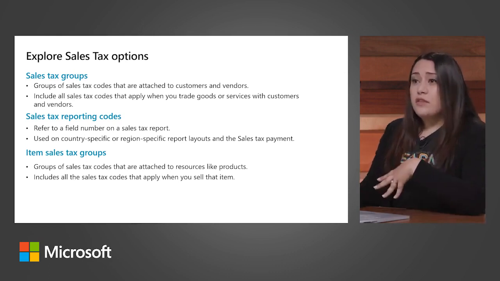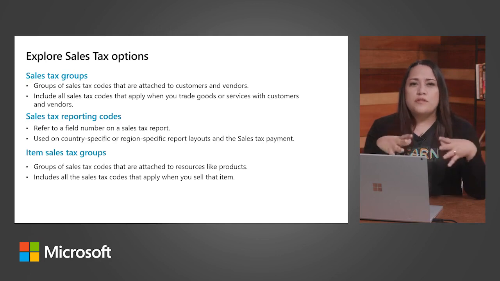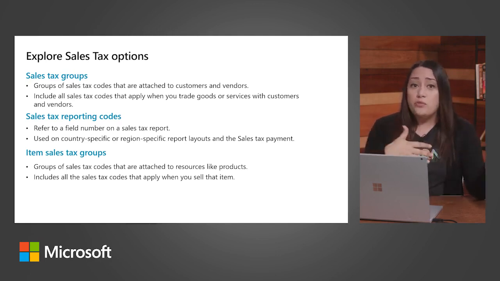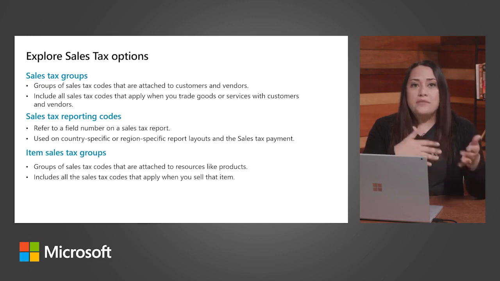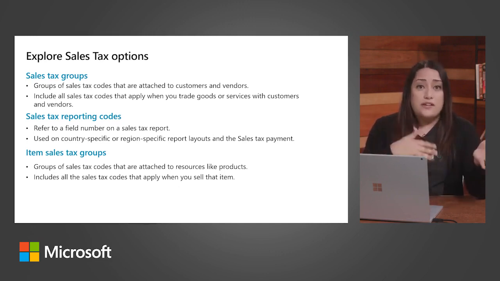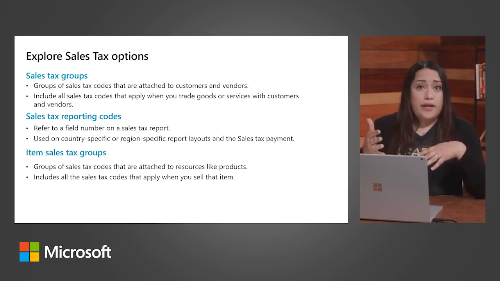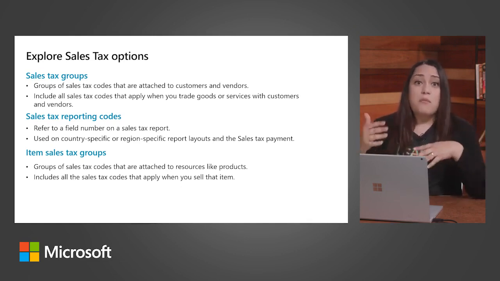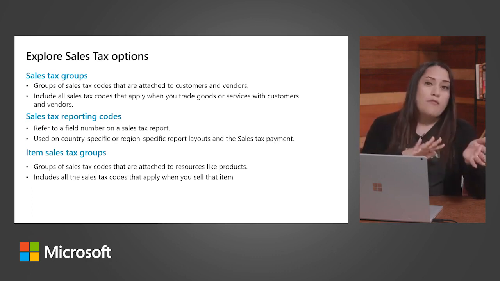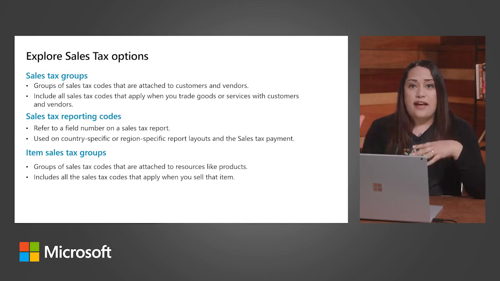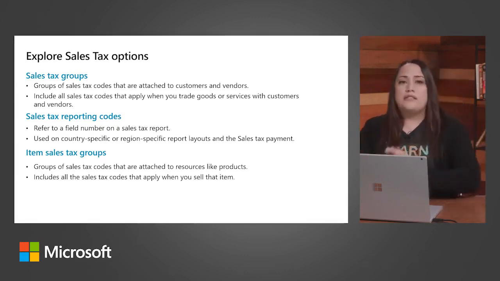So that's why we have something called item sales tax groups. And think of these as groups of sales tax codes that are attached to the resource, like a product. And when you set it up, the item sales tax group includes the sales tax codes that apply when you're selling the item. But since the item sales tax group might also include most of the sales tax codes in the system, you do have the option to create the item sales tax groups, and you can then choose to attach them to a group of items or a single item.